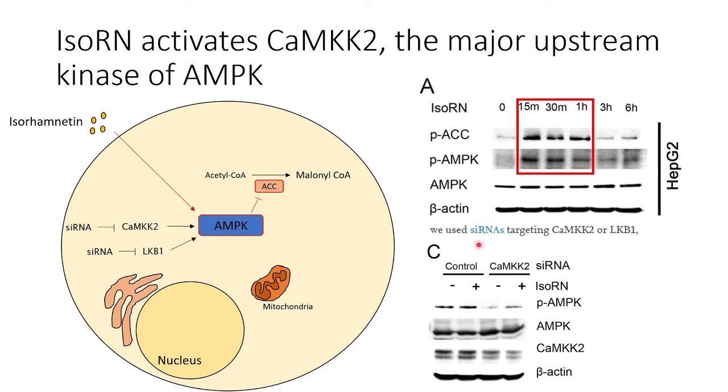The researchers then go on to use siRNAs, which are inhibitors of calcium-mediated kinase 2 and liver kinase B1, which I had stated before in my introduction to be key regulatory kinases of AMP kinase. So we can see over here within the diagram that in the treatment of Isorhamnetin, phosphorylated AMP kinase had decreased whenever calcium-mediated kinase 2 is inhibited by siRNA, indicative that CAMKK2 is the key regulator of AMP kinase by Isorhamnetin treatment.